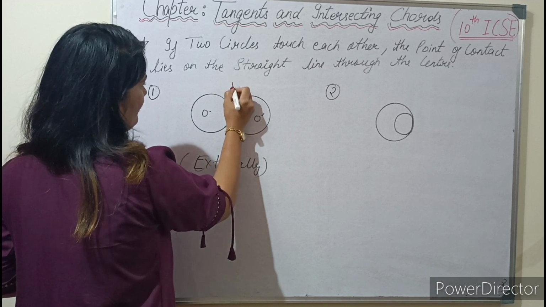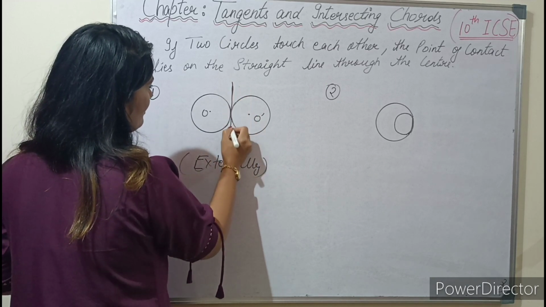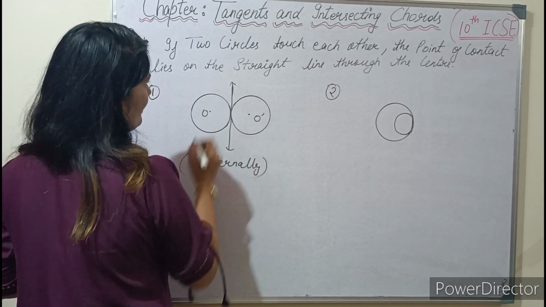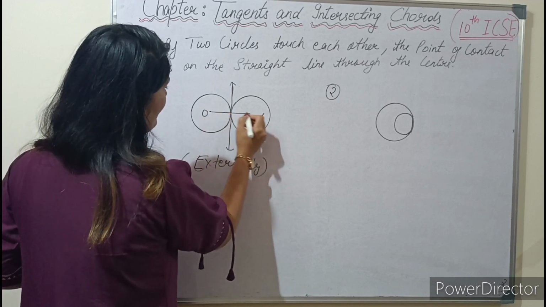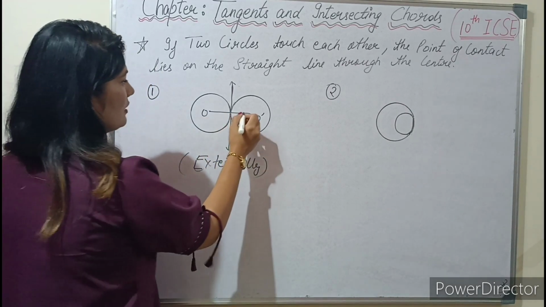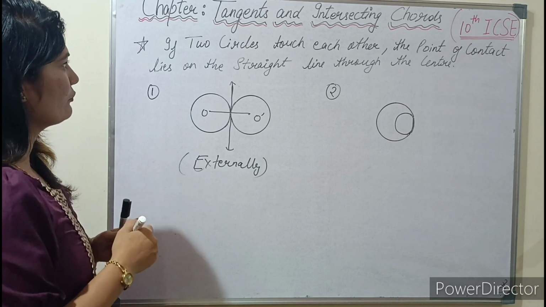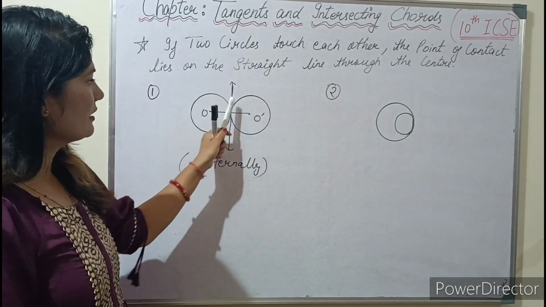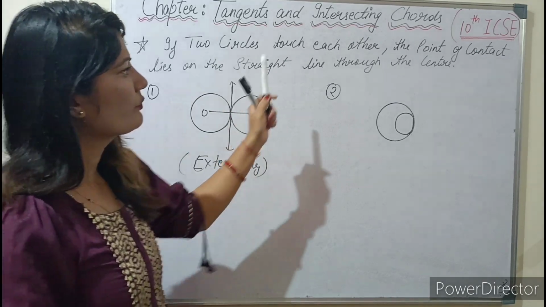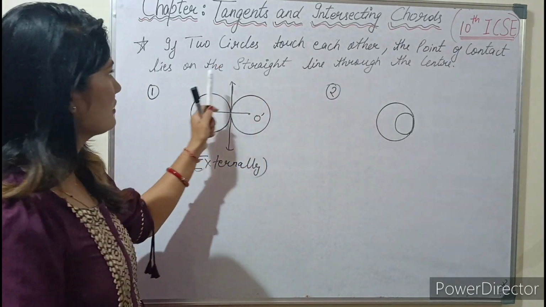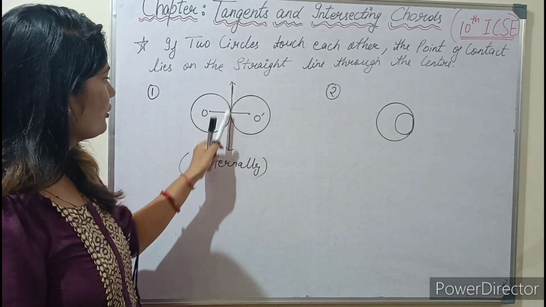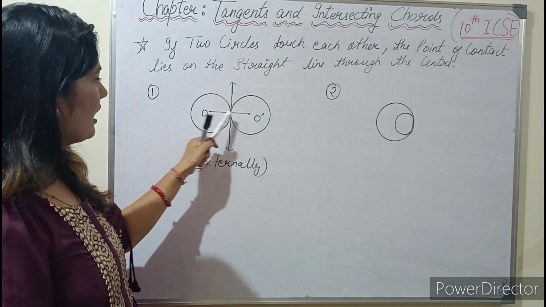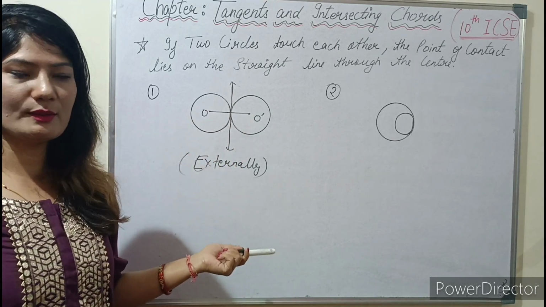So if I draw a line from the point of contact, this point of contact lies on the straight line passing through the centers. This is the only statement: if two circles touch each other externally, the point of contact lies on the straight line passing through the centers.